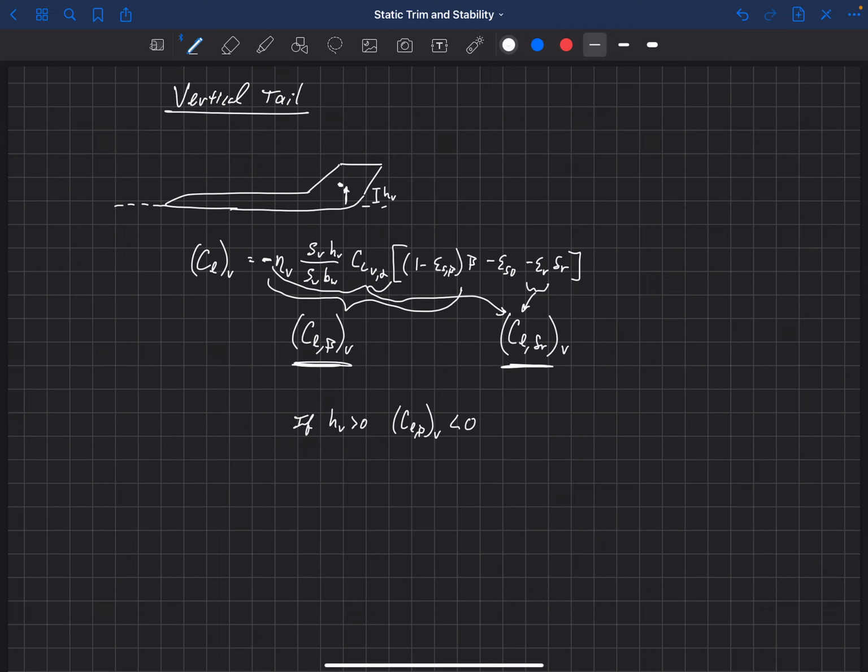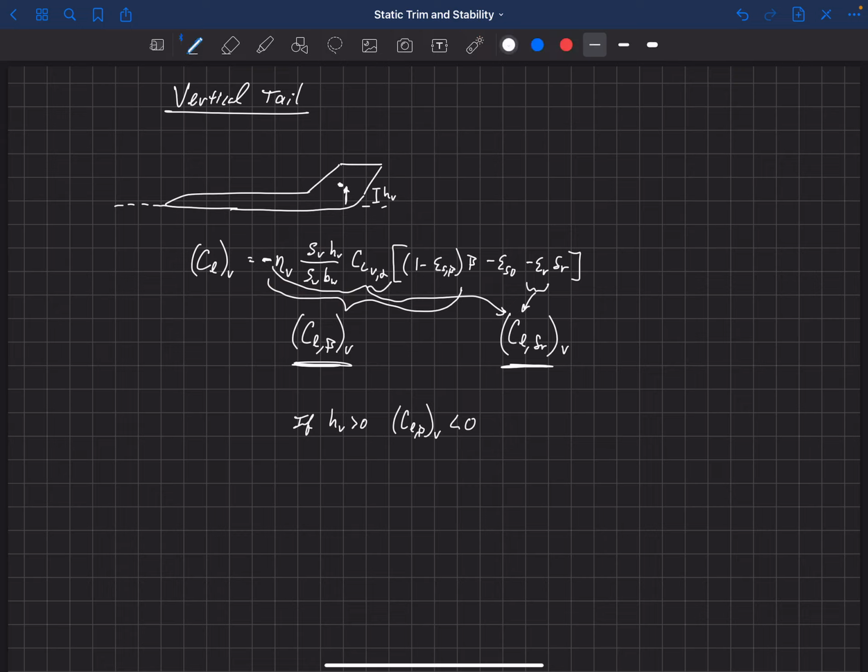Okay, it also means that it's destabilizing if we had a vertical surface below the roll axis. Then that would be destabilizing because the sign of HV would change. Okay. So this is just an approximation for the effect of the vertical on roll stability.